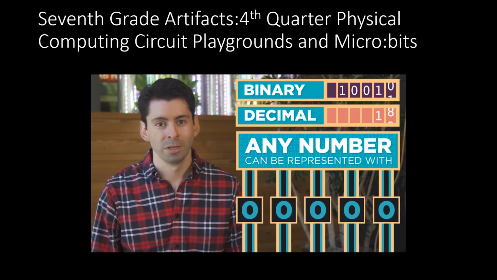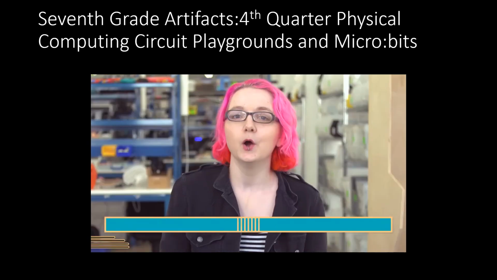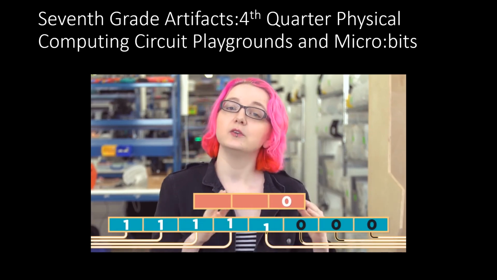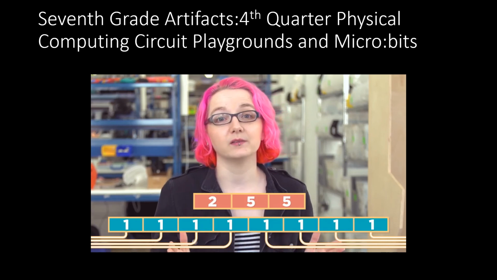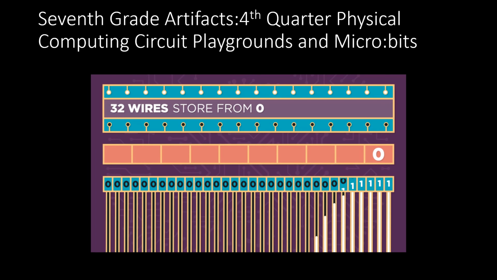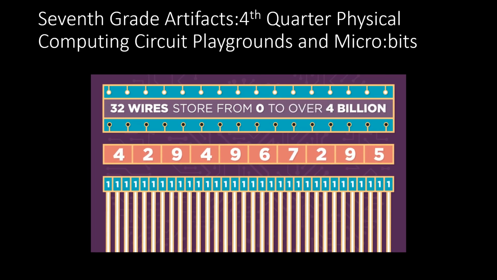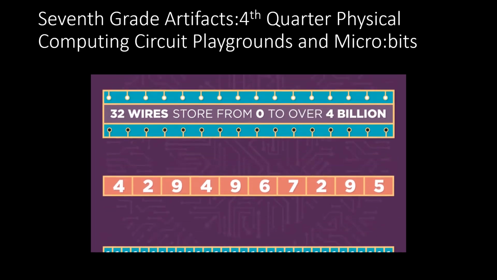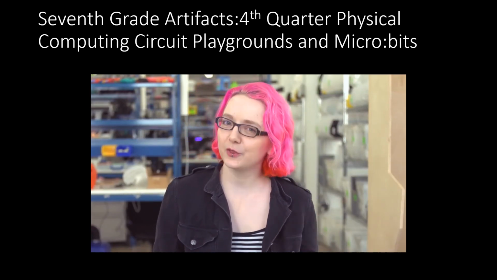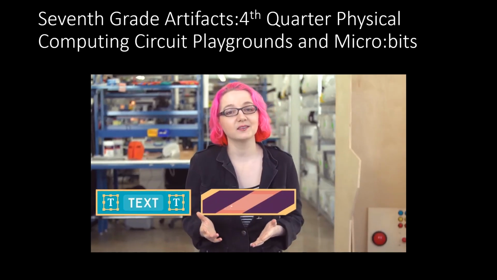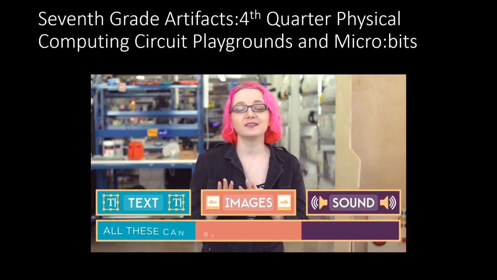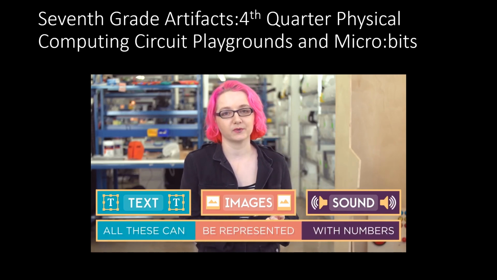The more wires you use, the larger the numbers you can store. With 8 wires, you can store numbers between 0 and 255. That's 8 ones. With just 32 wires, you can store all the way from 0 to over 4 billion. Using the binary number system, you can represent any number you like. But what about other types of information, like text, images, or sound? It turns out that all these things can also be represented with numbers.